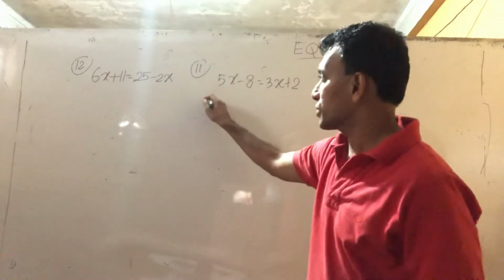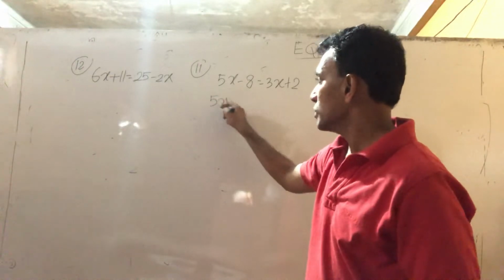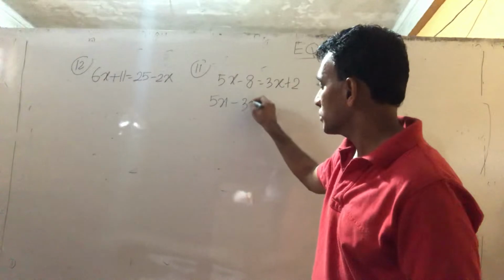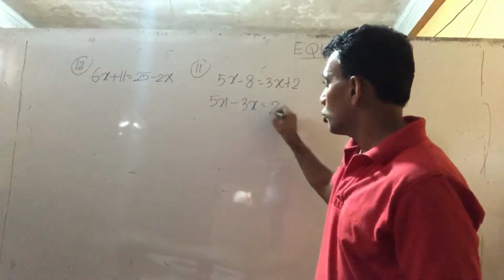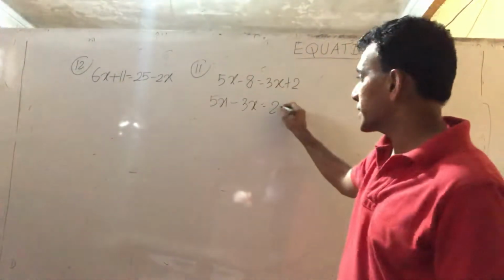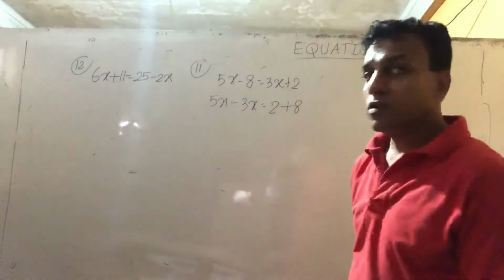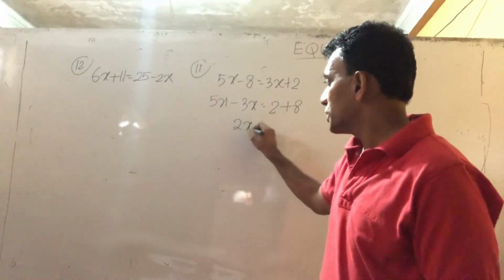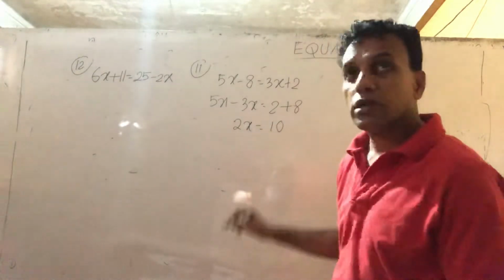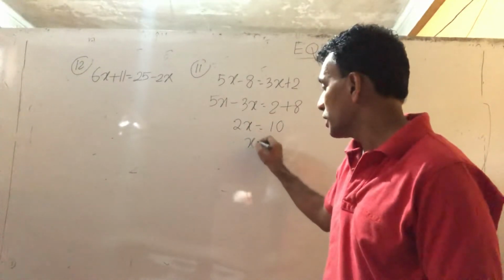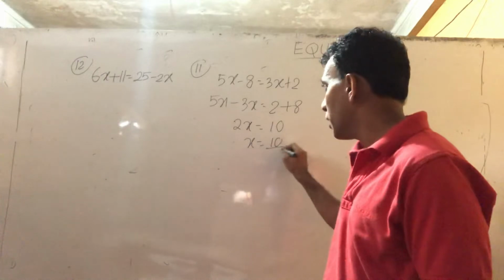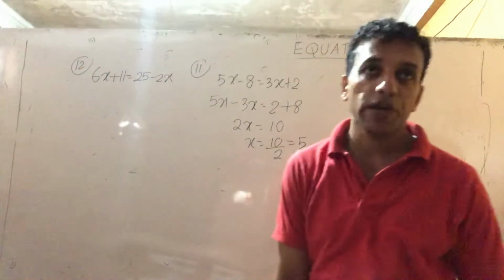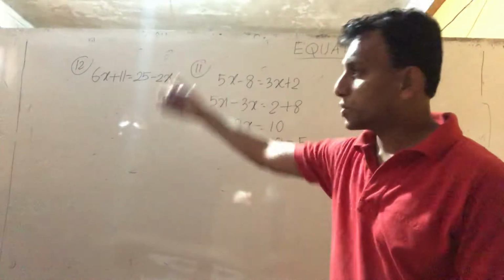Here the largest x, 5x. 3x that side minus 3x. Here 2 minus 8, this side plus 8. What is 5x minus 3x? 2x, which is equal to 10. Therefore x equals 10 divided by 2, which is 5. So x equals 5.